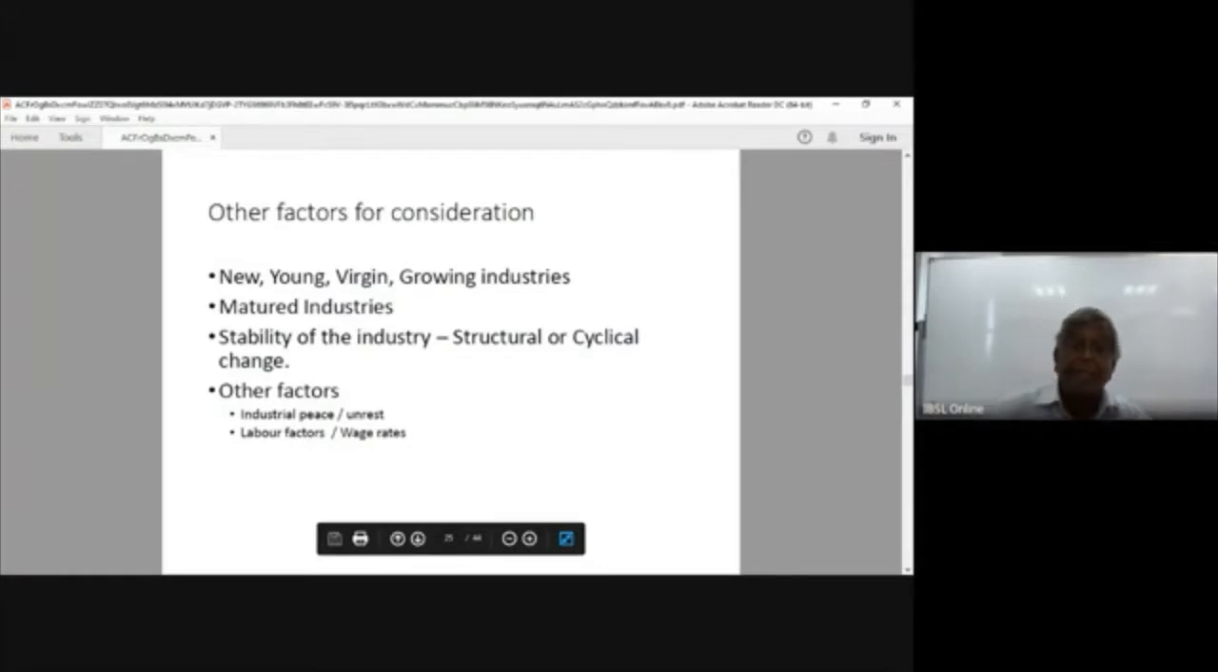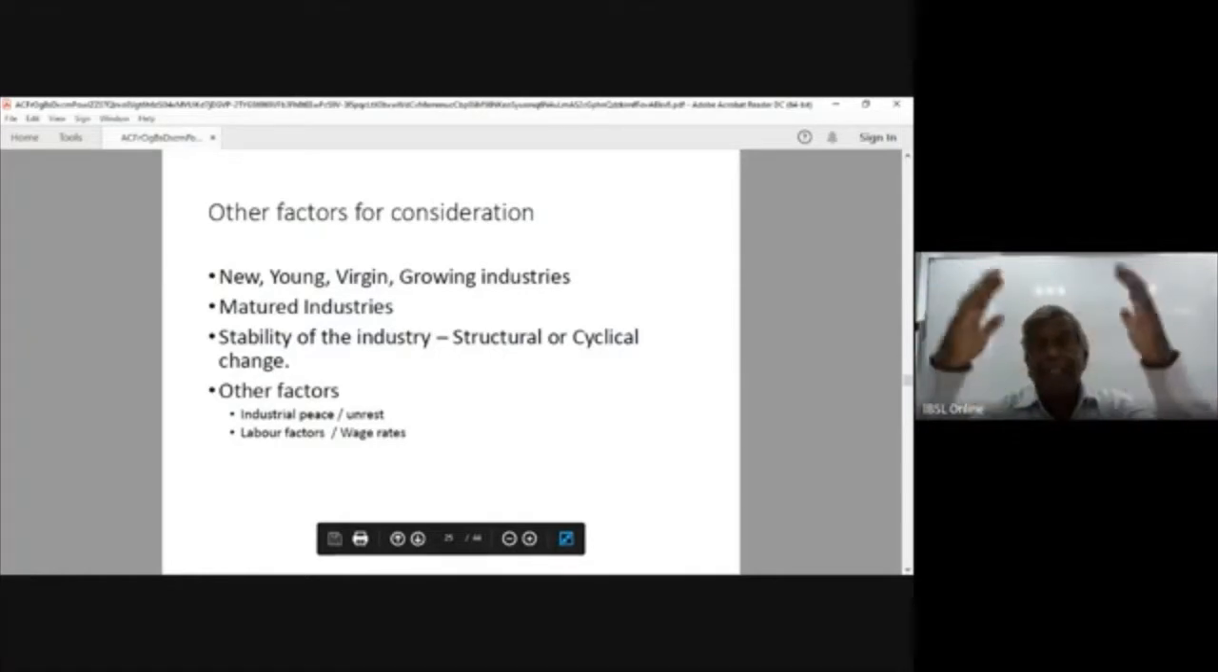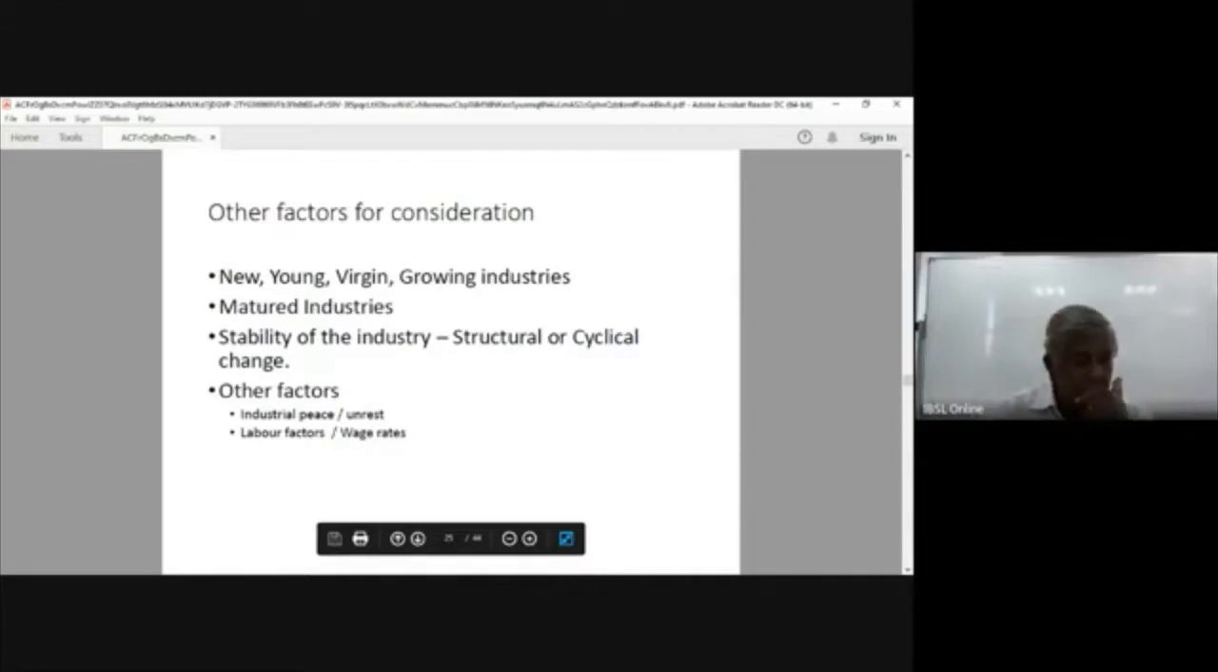On the other hand, there are matured industries. Some industries are matured. The meaning of matured is their expansion is limited. In that case, there will be stiff competition for the companies operating within those matured industries. So when you appraise the loan, you have to be more careful.